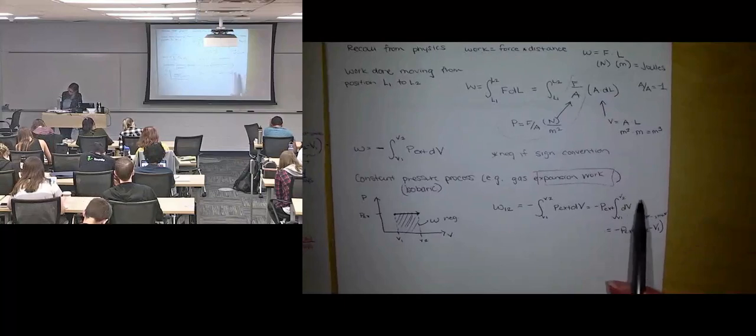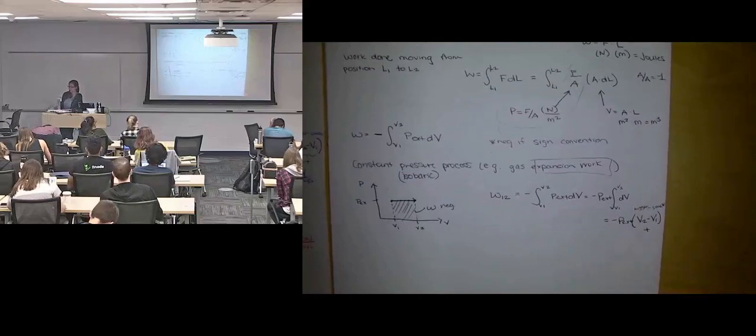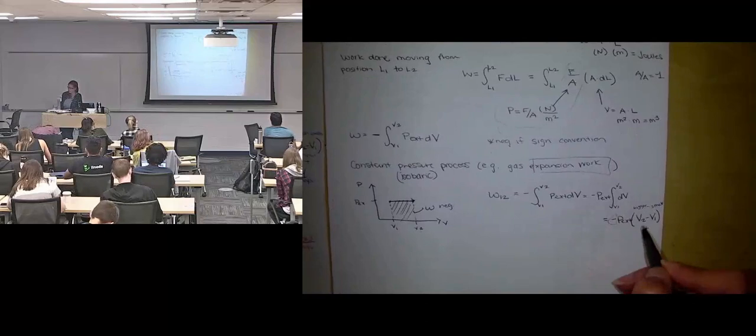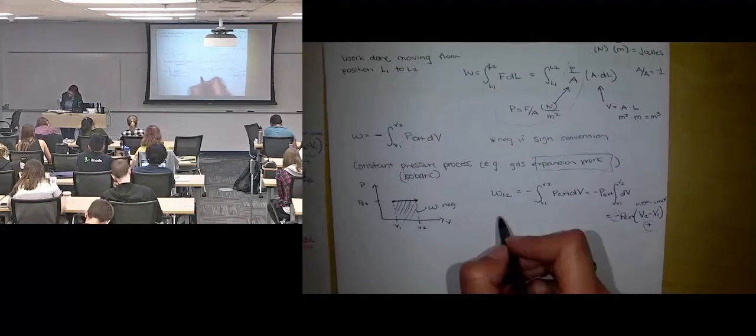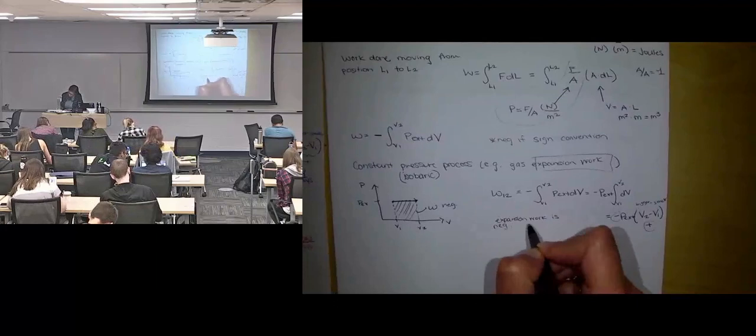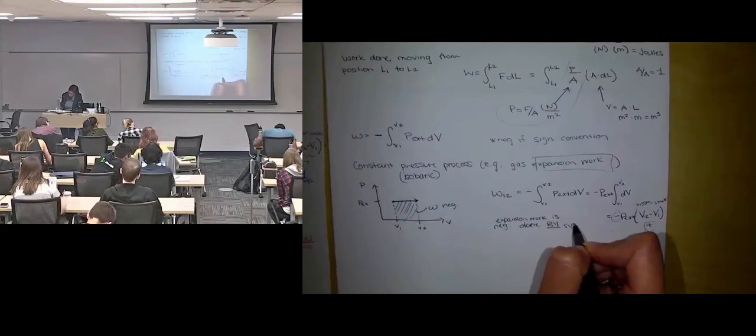So this is just volume. Take V2 minus V1. This is a positive term. So in this expansion case where we go to a bigger volume, a negative sign times a positive sign, we have negative work. Now, this expansion work is negative. It's done, like I said, by the system.